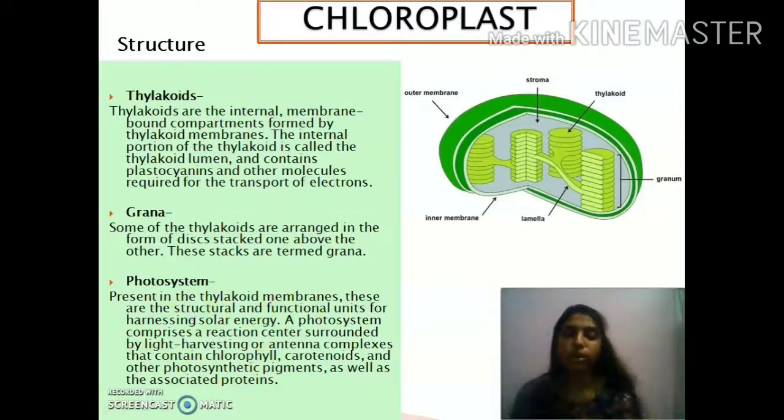Okay, so these are all about the structure of chloroplast. Now one more structure is given here, termed as lamellae. What is lamellae? It is nothing but the bridge-like connections which join the different grana. Okay, so it is termed as lamellae. So this is all about the anatomy or the structure of chloroplast. It is very important from your exam point of view. So please study it in detail.